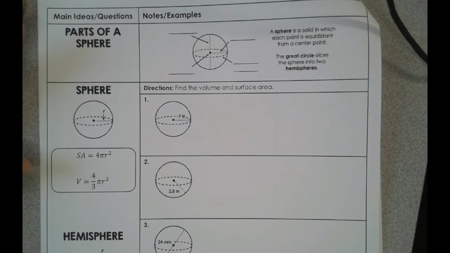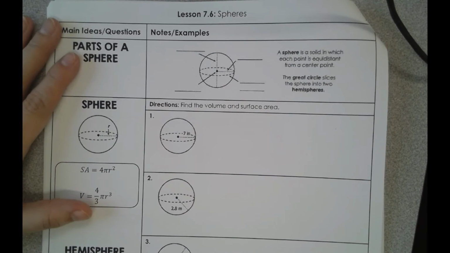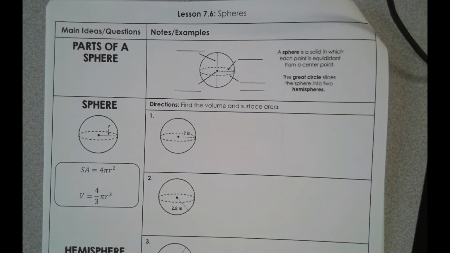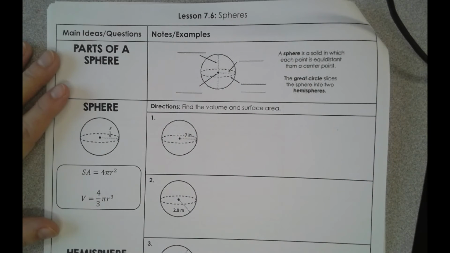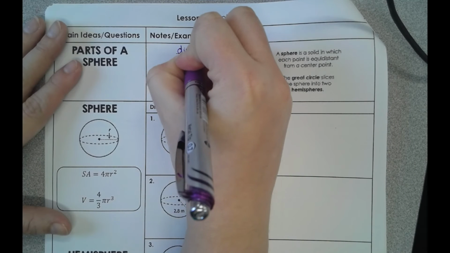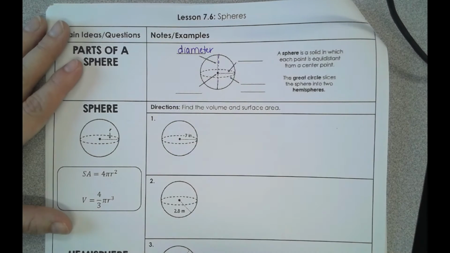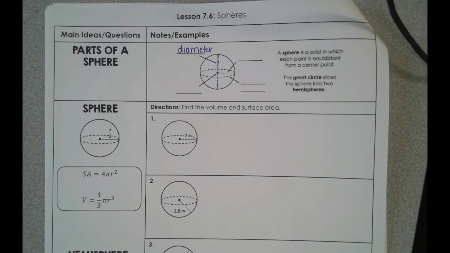So the last shape that we have is the sphere. There's a few parts of a sphere. They're going to seem obvious. So the diameter, just like a circle, the diameter is this line that goes all the way down. A sphere is perfectly round, so just like a regular circle, as long as it goes through the center, the diameter stays the same length.